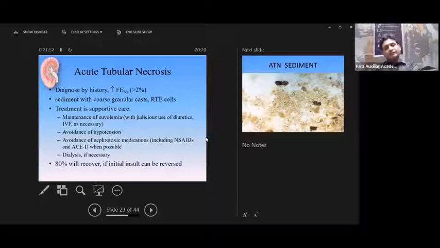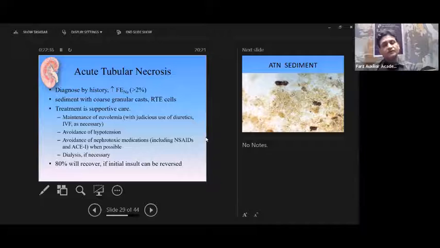Now for the treatment of ATN, it is supportive treatment, meaning we have to maintain hydration. Many times you have to use diuretics or IV fluids according to the condition of the patient. Many times you use diuretics to convert oliguric AKI into non-oliguric AKI to prevent pulmonary edema. Then we have to avoid hypotension, and avoid nephrotoxic drugs like NSAIDs or ACE inhibitors whenever possible. And many times we have to do dialysis if required, especially in patients who develop complications of ARF, that is hyperkalemia, volume overload, or metabolic acidosis.